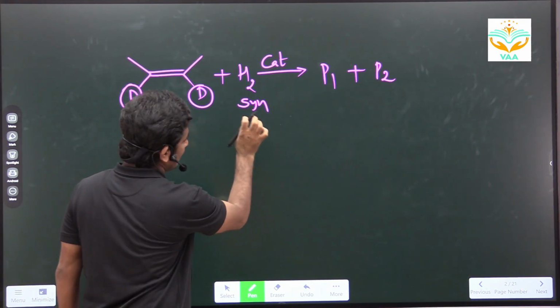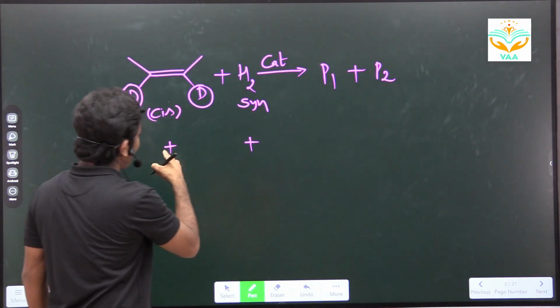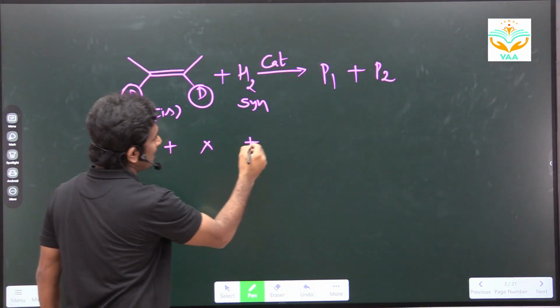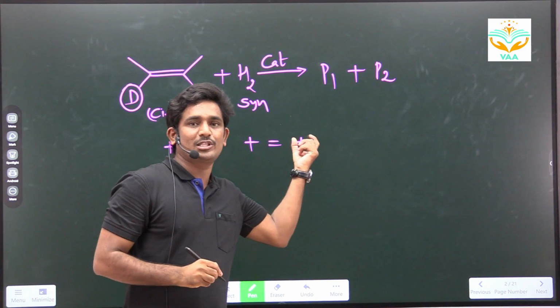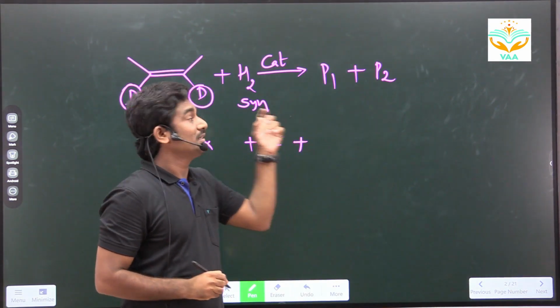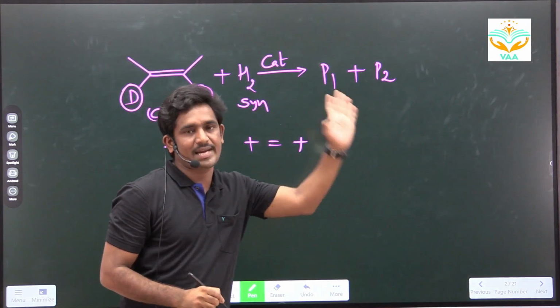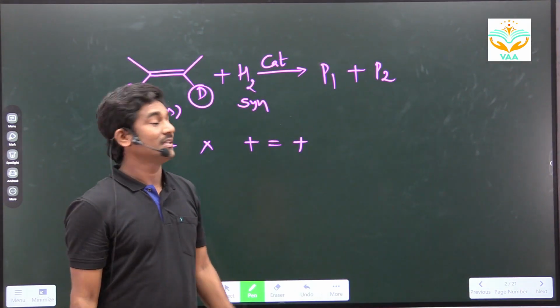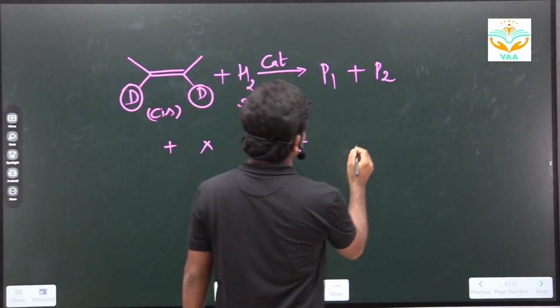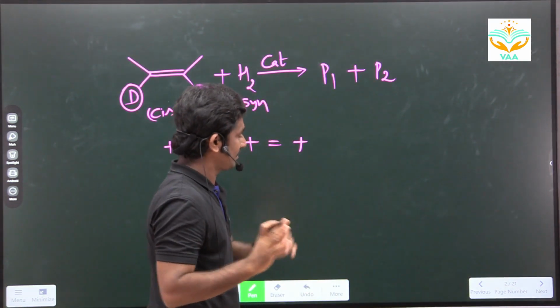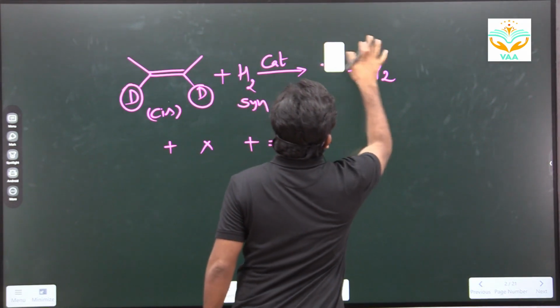So plus into plus equal to plus. So what does it mean? These two deuterium atoms will come on the same side in the product. Look at, I'm going to write the products now. So what are P1 and P2? We will see now.